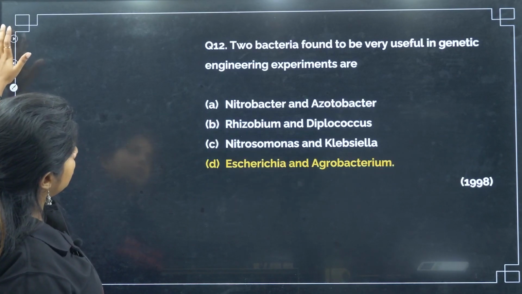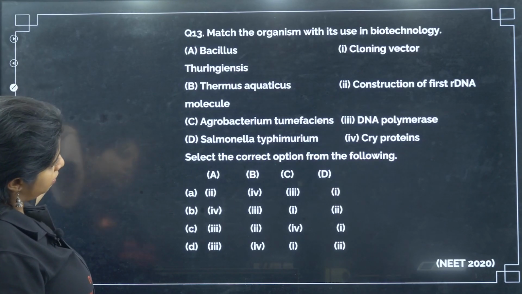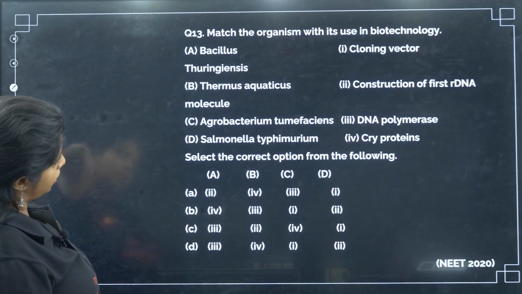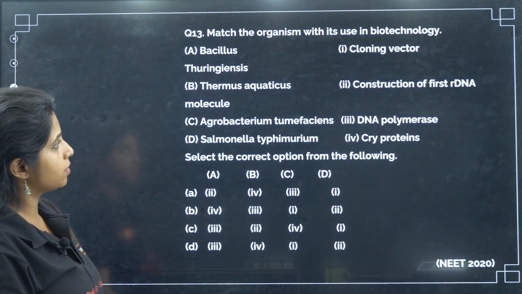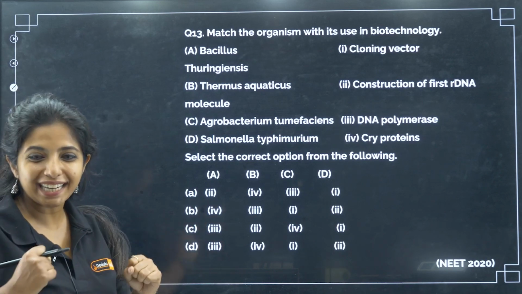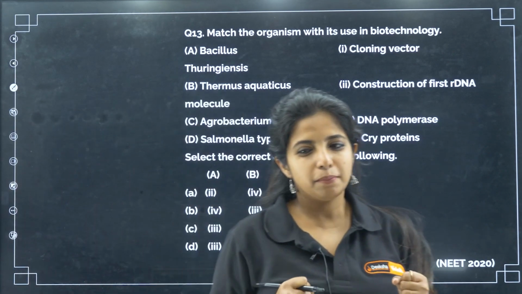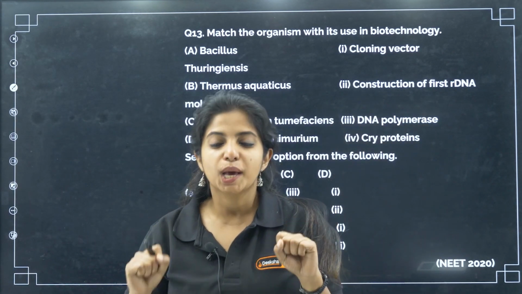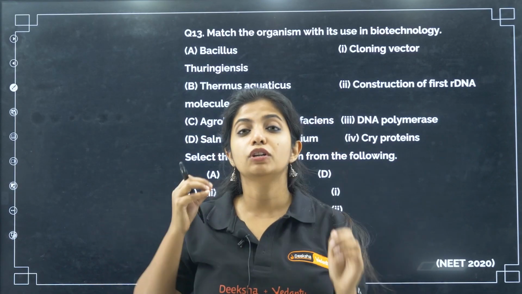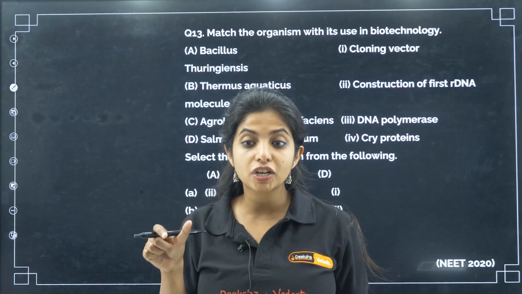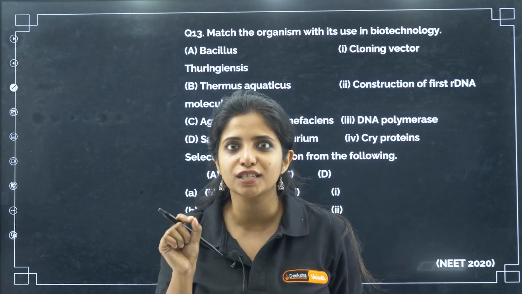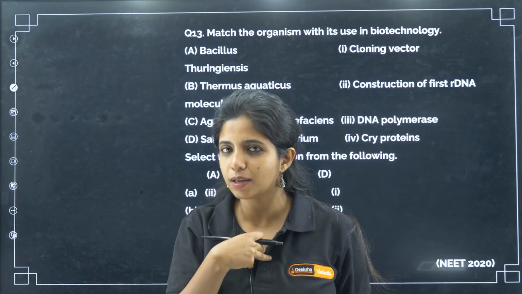Actually, this should be coming in the next chapter, but okay. Let's match the organism. Bacillus thuringiensis, BT, my dear children. BT, what does it do? BT, Bacillus thuringiensis, has the cry gene, and what does this cry gene do? It produces protoxins. Toxins, but not toxic for themselves.